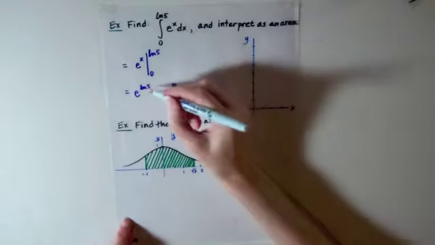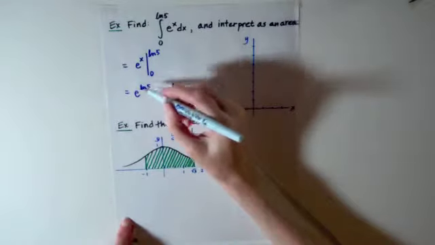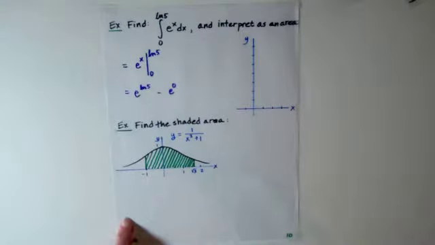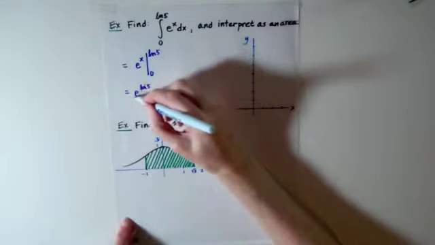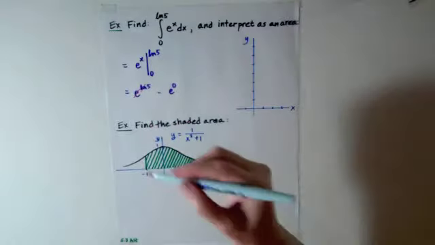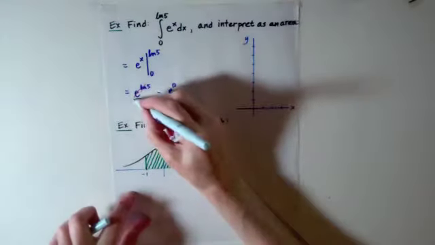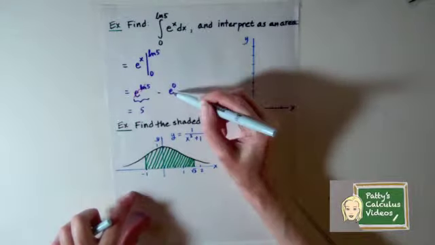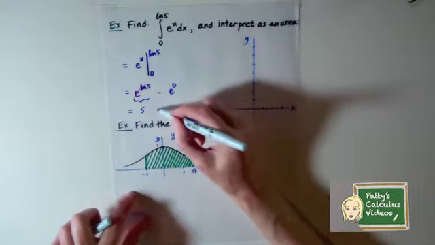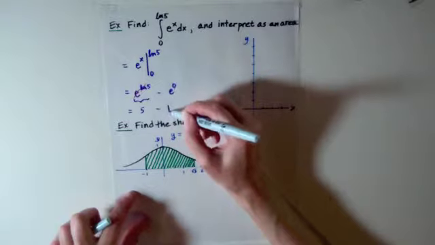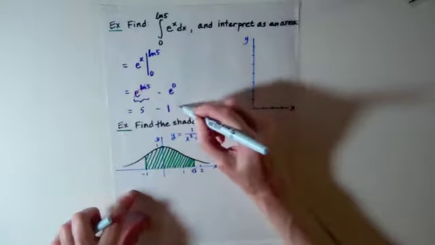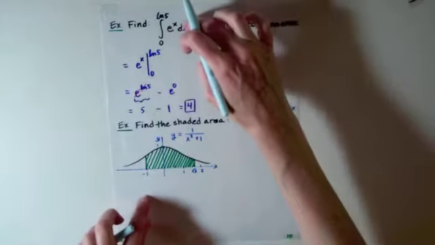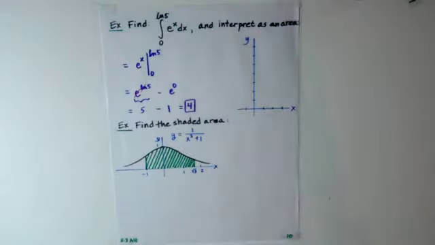So if I start with 5, do ln of 5, and then plug that into the e to the x function, what happens? The ln and the e undo each other, and I actually just get the number 5 here. And what about e to the 0? Well, anything raised to the 0 is equal to 1, so I get 5 minus 1, or 4. So that's the value of this definite integral, and it's the area of something.